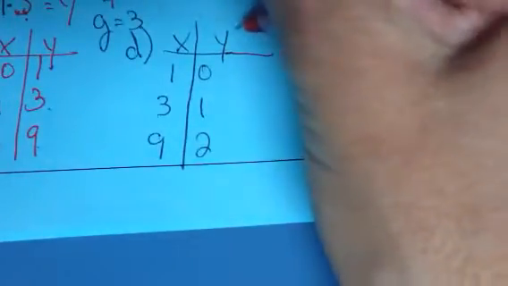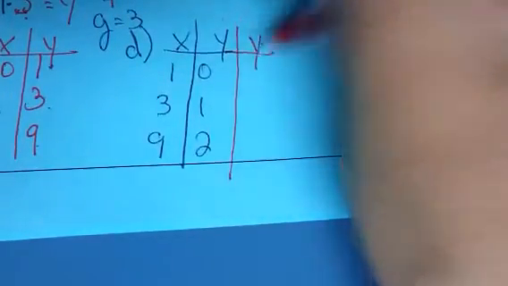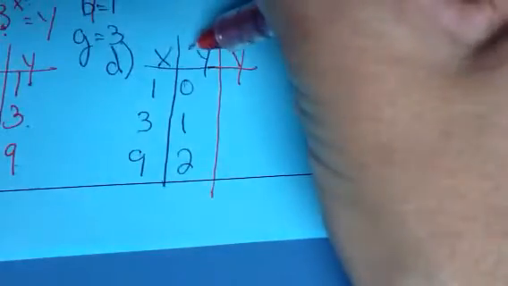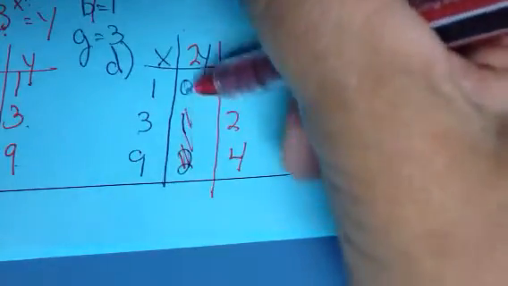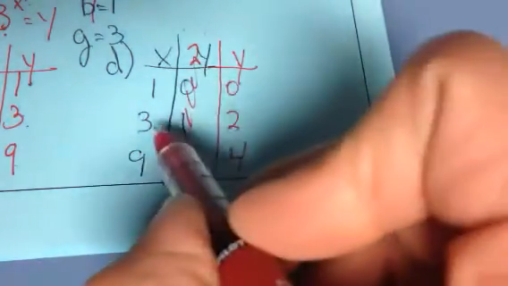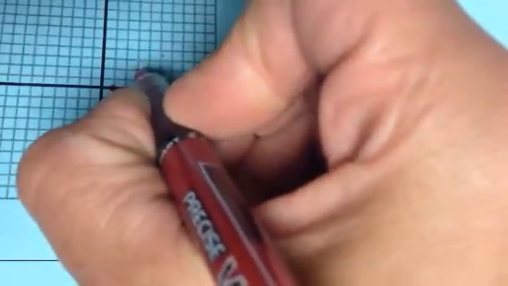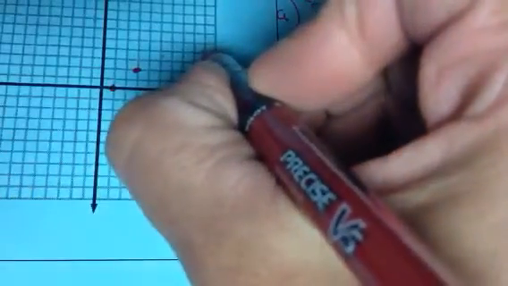And so what I'll do is make a new column and make a new y, because all of these y's are just going to get doubled. So times 2, times 2, times 2. And then I don't need these. I'm going to graph 1, 0, 3, 2, 9, 4. So 1, 0, 3, 2, and 9, 4.